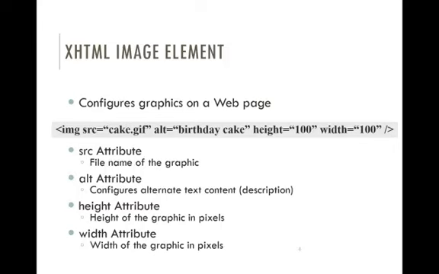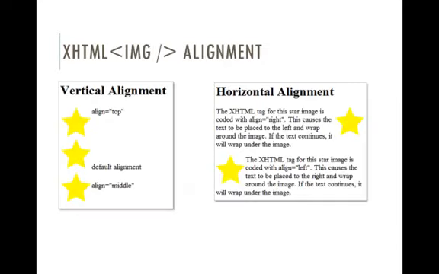In XHTML, you use an image element by img. You then configure the graphic on a web page by telling it where the source is, and that's the file name of the graphic. The alt attribute will configure alternate text content, which is just a description of what this image is. That's in case the image doesn't load, or unless somebody has a reader turned on, they can get the image's description. And then the height and the width can be set for the graphic in pixels. This is what it's going to look like.